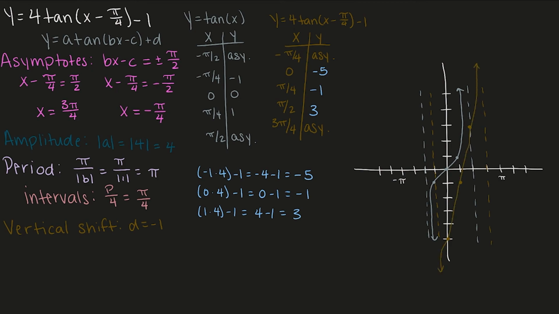The domain of our parent function is x does not equal pi over 2 plus or minus n pi. Range is -infinity to infinity. The domain of our transformed function is x does not equal -pi over 4 plus or minus n pi, and the range is -infinity to infinity.